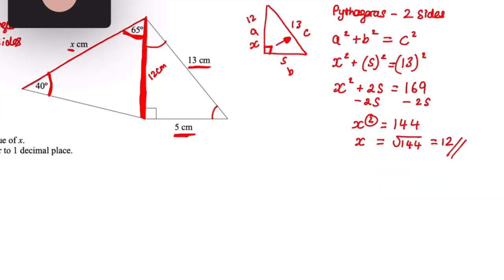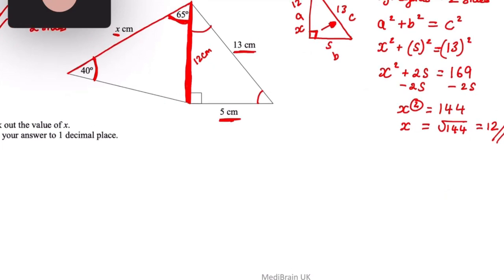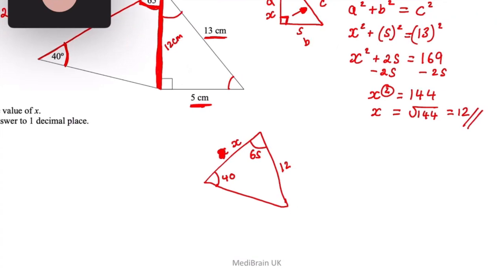Okay, now if we use that and draw the next triangle, the one that we've highlighted in red, we're going to have something like this. This is not a right angle triangle. We know that this is 40. We know that this is 65. And we know that this is x. And we know that the side that we've just worked out is 12. So now we're going to use a sine rule because we know two angles and one side.